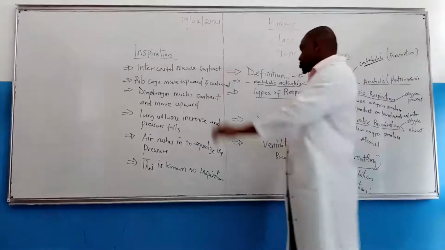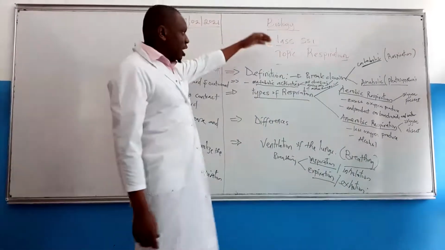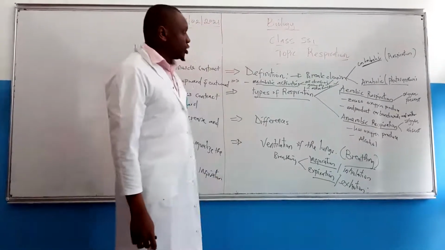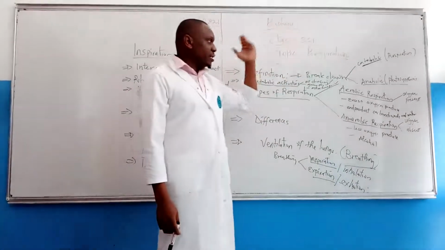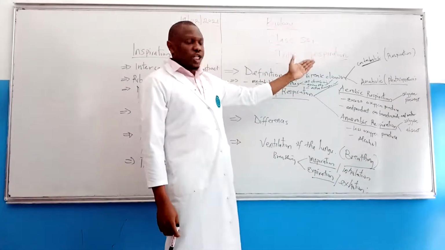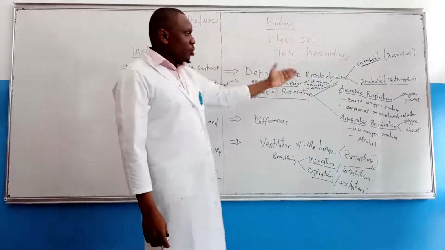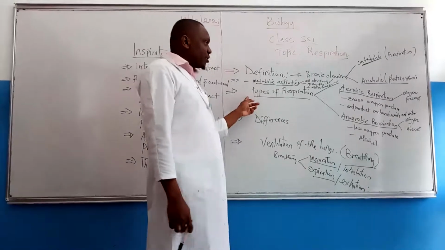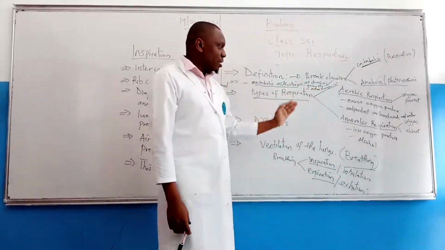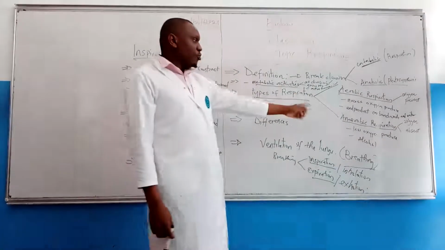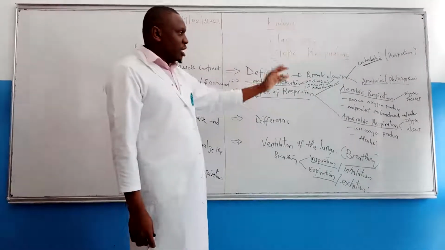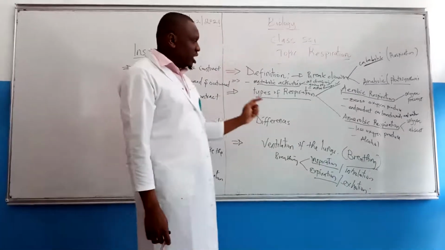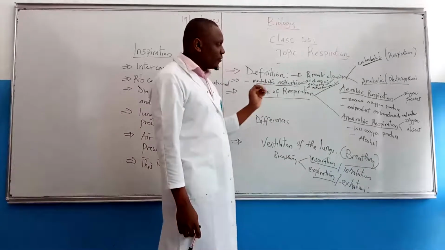As a summary, we started with respiration, and I said respiration means breaking down of food to release energy. And I said respiration is a catabolic reaction, which is directly opposite from anabolic reaction, which is photosynthesis. I said respiration is of two types, aerobic respiration and anaerobic respiration. In aerobic respiration, there is the breakdown of food in the presence of oxygen, while in anaerobic respiration, there is a breakdown of food in the absence of oxygen.